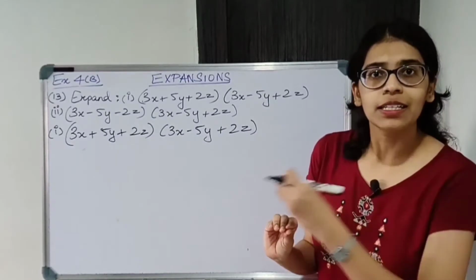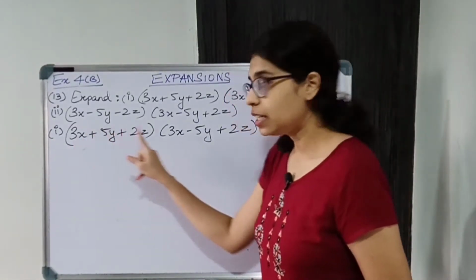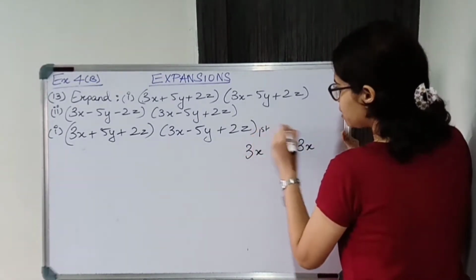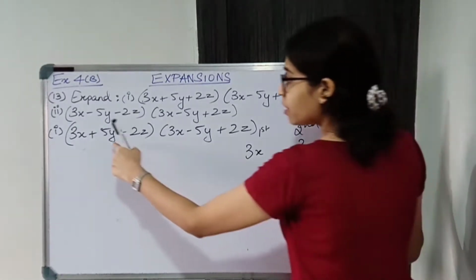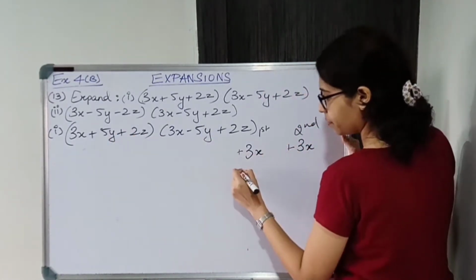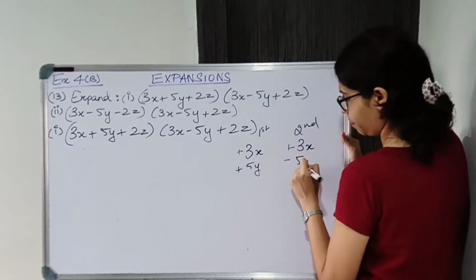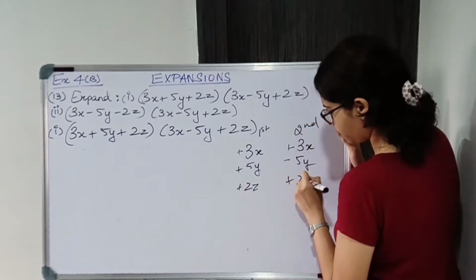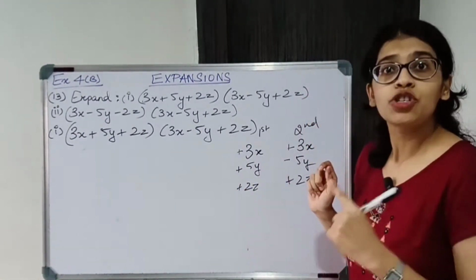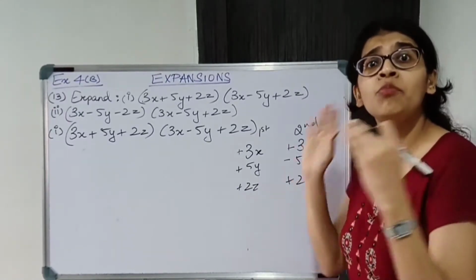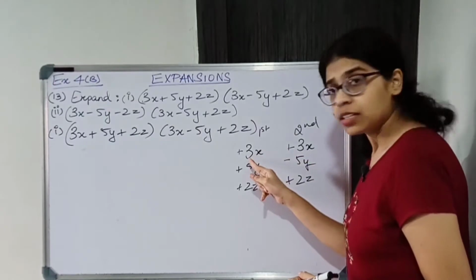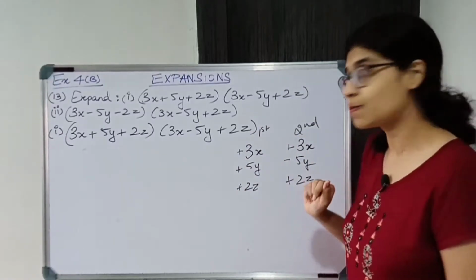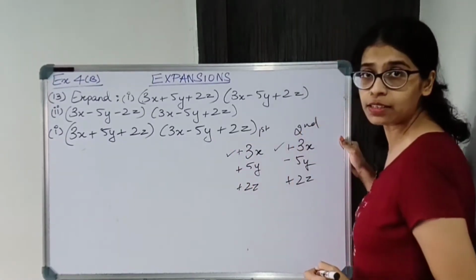Now let us check the signs of the terms. Plus 3x plus 3x. So I'll write down, this is in first bracket, this is in second bracket. Plus 5y minus 5y. Plus 2z plus 2z. Now check which terms have same sign in both the brackets. 3x is plus, 3x is plus, so 3x is positive in both the brackets.